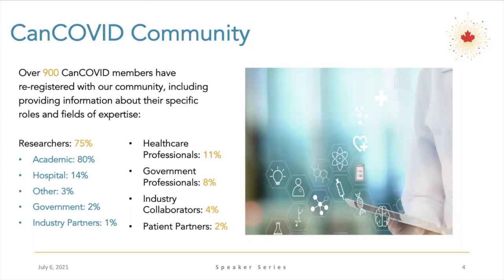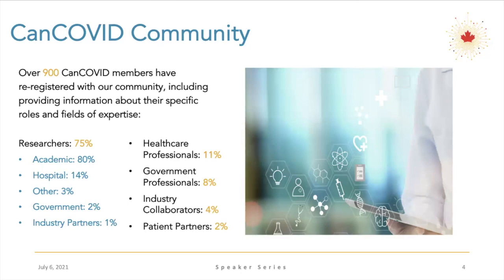And it was just a really great way to take all that data and build a picture of what the CanCOVID community is. So if we're just looking at the high level numbers, researchers have the biggest percentage of the pie at 75% of our total membership. And if we go a little deeper into that, we see that academic affiliations lead with 80%, and then we have hospital and healthcare, as well as government, industry partners, and other.